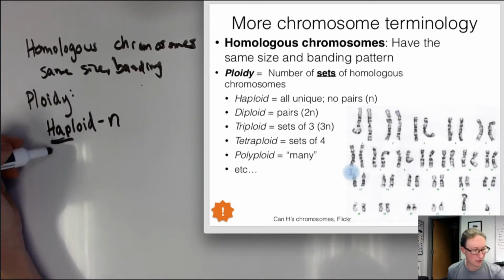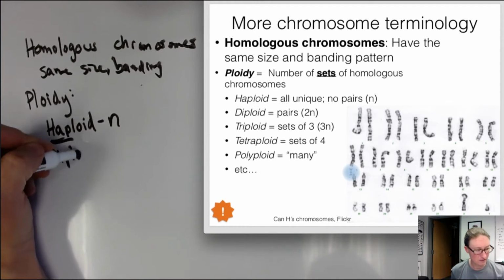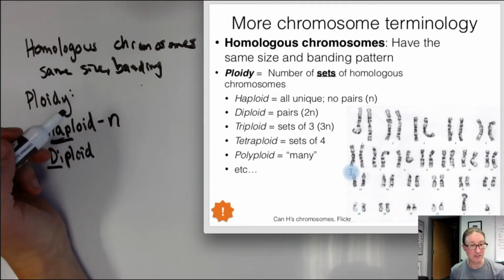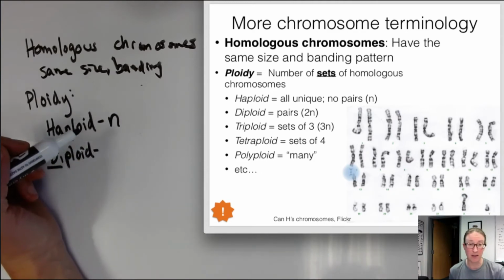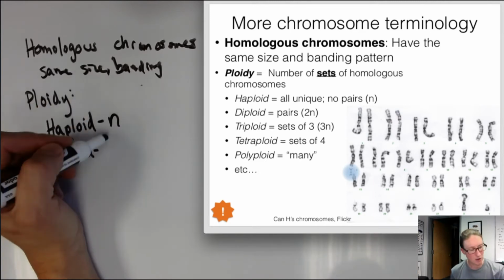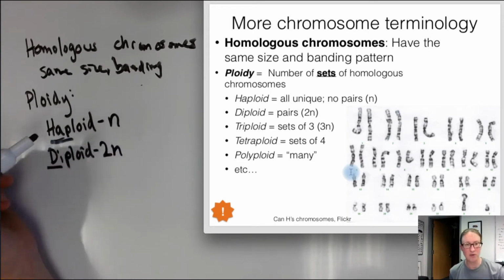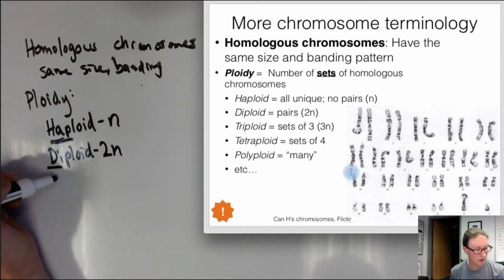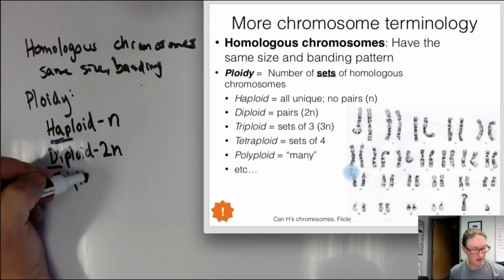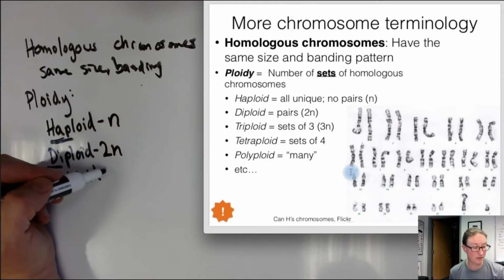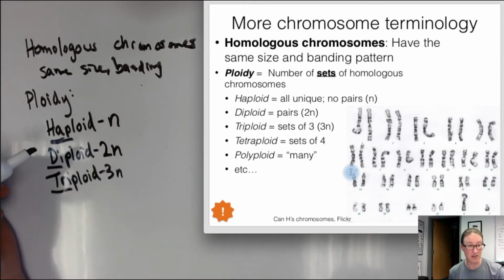Now, if they are diploid, di means 2, so they have pairs of homologous chromosomes. We are diploid. We have all of our chromosomes come in pairs, and this is symbolized 2N. And it can actually get more wild than that. There are organisms that are triploid, so their chromosomes come in sets of 3. That would be symbolized 3n.